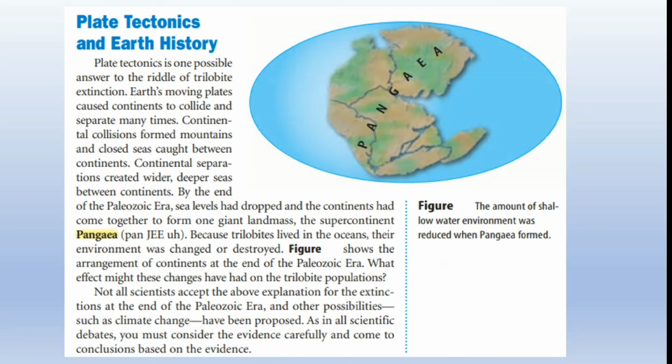Because trilobites lived in the oceans, their environment was changed or destroyed. This figure shows the arrangement of continents at the end of the Paleozoic era. What effect might these changes have had on the trilobite populations? Not all scientists accept the above explanation for the extinction at the end of the Paleozoic era, and other possibilities such as climate change have been proposed. As in all scientific debates, you must consider the evidence carefully and come to conclusions based on the evidence.